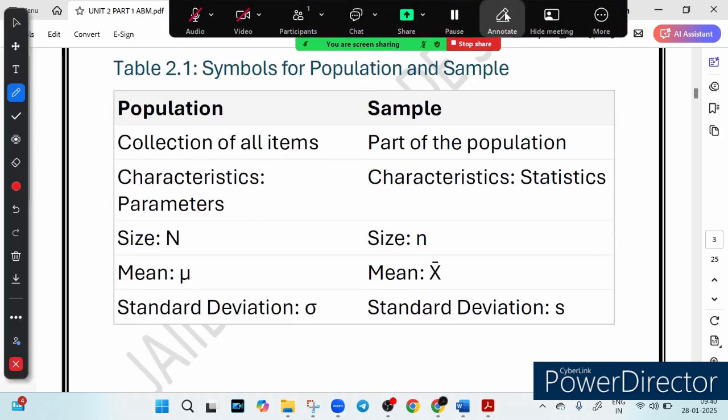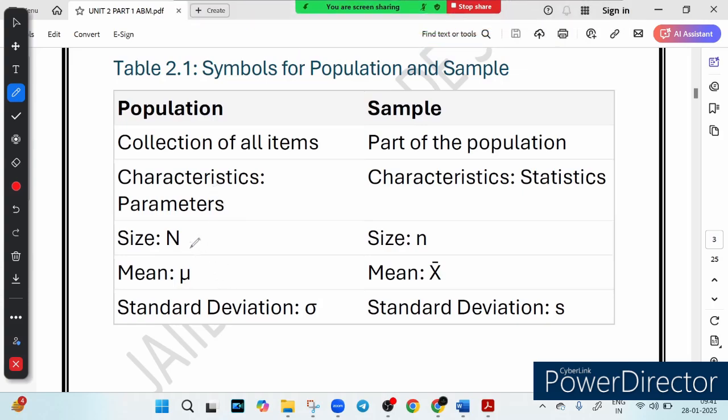Now let's dive into the symbols. So we denote the number and characteristics for population and for sample. For population we use Greek or capital letters, right? For example, the population size is represented by capital N, the population mean is represented by mu, and the population standard deviation is represented by sigma. And for sample we use the lowercase: sample size small n, mean x bar, and sample standard deviation is small s.